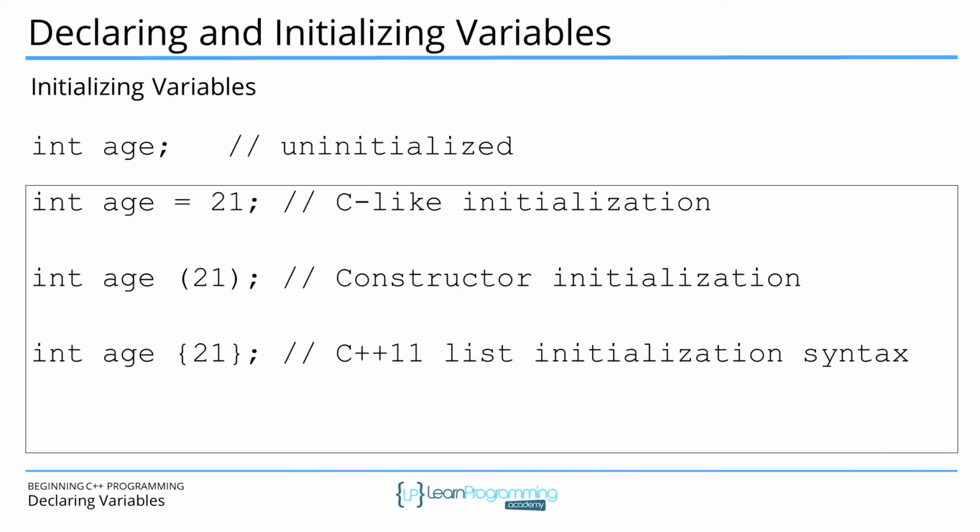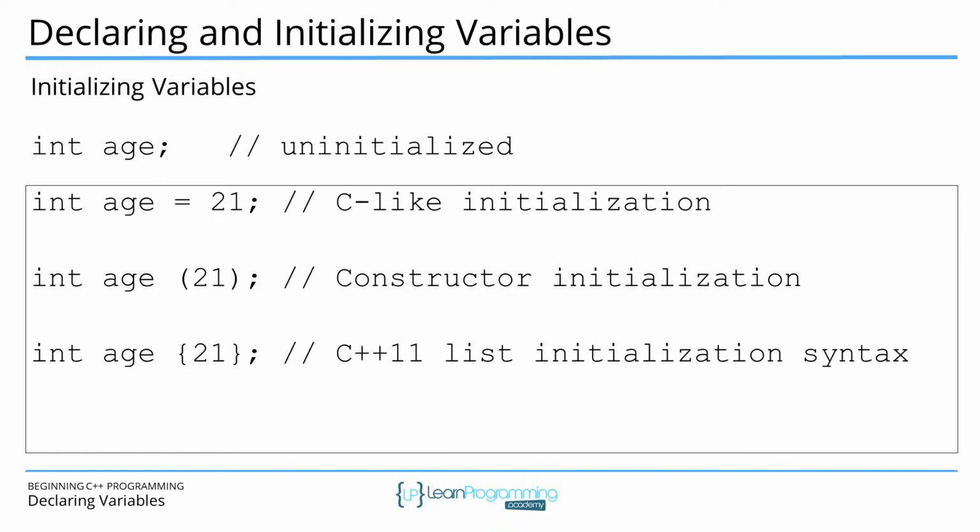So now let's talk about initializing variables. Notice the first line of code in this example, int age. This is a variable declaration that's uninitialized. You have no idea what the value of age is. And that's the problem. If you try to display age, or perhaps use it in some calculation, you'll run into problems because it was never initialized, so its value could be anything. Uninitialized variables are a very common source of programming errors.